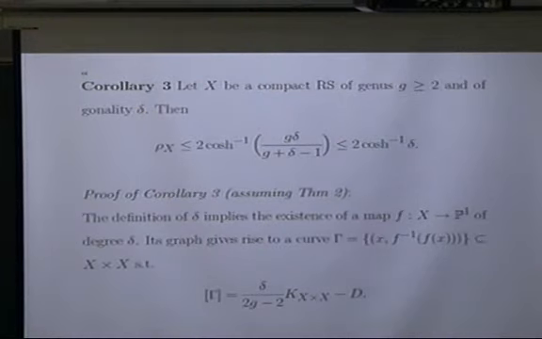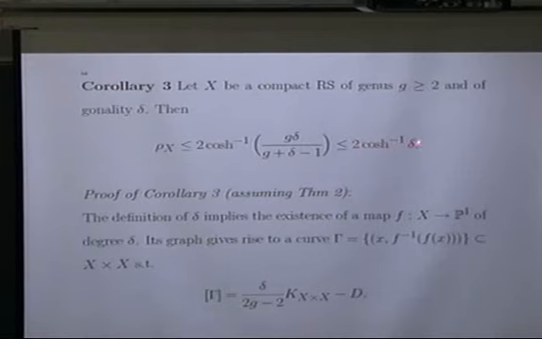Now once you have this result about the Seshadri number of K_{X×X} along D, then immediately you will get the answer to question 2. So a corollary is that you start with a Riemann surface of genus g bigger than or equal to 2 with gonality delta. Then the injectivity radius rho of X has to be less than or equal to 2 times inverse hyperbolic cosine of g delta over (g plus delta minus 1), and of course g over (g plus delta minus 1) is less than or equal to 1. So in particular, this is less than or equal to 2 times inverse hyperbolic cosine of delta. So what we actually get is an upper bound of the injectivity radius in terms of delta, without involving the genus g.